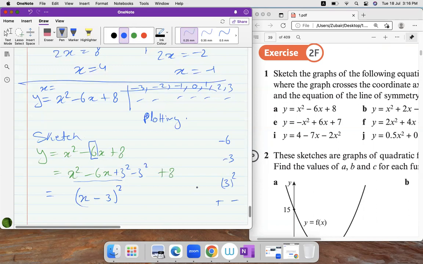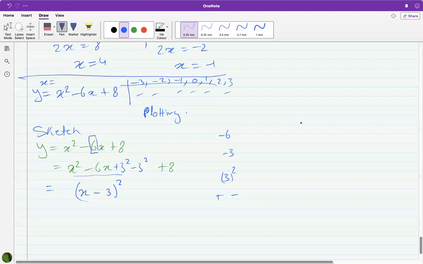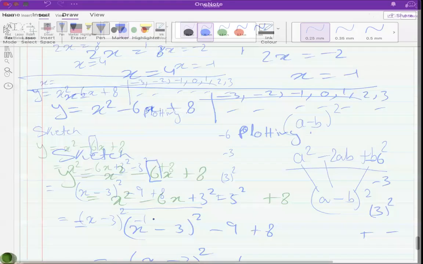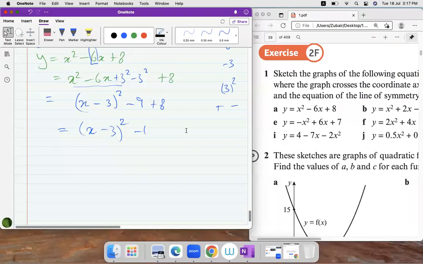What did we do? We did the reverse of this algebraic formula, a minus b whole square, which was a square minus 2ab plus b square. We did the reverse of this. We copied a, we copied the negative sign, we copied this b and whole square. So a was x, b was 3 and negative sign because of minus 6. Then minus 9 plus 8. This becomes x minus 3 whole square minus 1. This is the completing square form from O levels. Do you remember this? If no, do let me know. We'll practice it. Will you practice it? Remember it. Okay, right. You remember it.